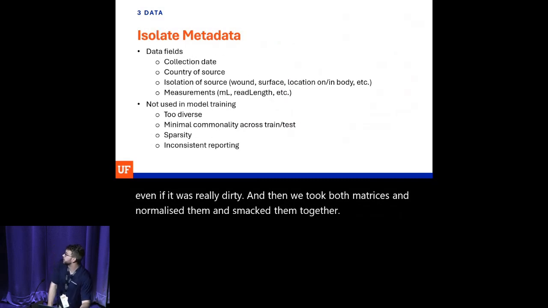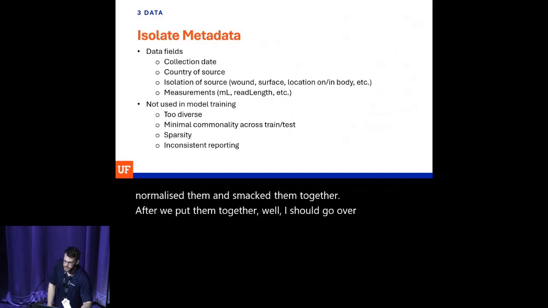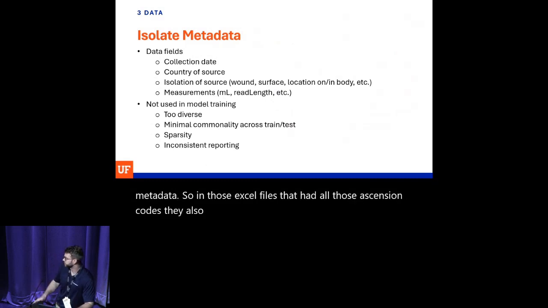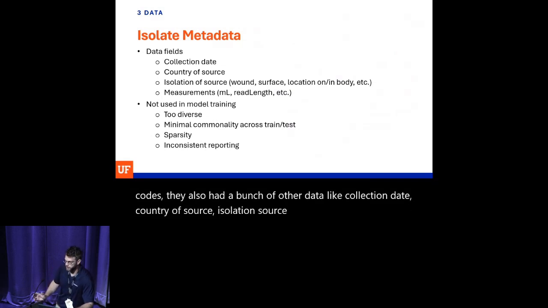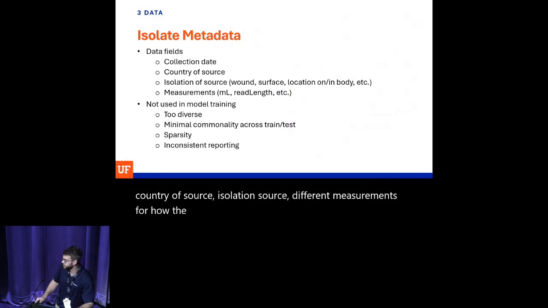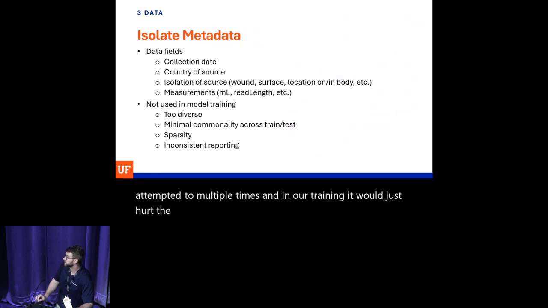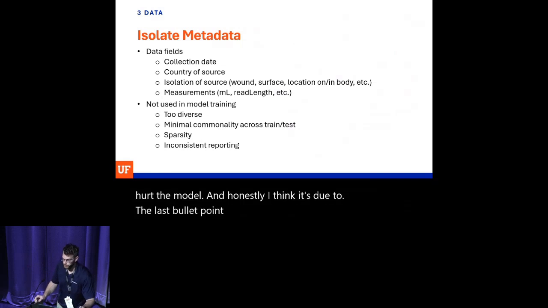After we put them together, well, I should go over the isolate metadata. In those Excel files that had all those accession codes, they also had a bunch of other data like collection date, country of source, isolation source, different measurements for how the samples were tested against antibiotics. And we decided we couldn't really use too much of them at all. We attempted to multiple times, and in our training, it would just hurt the model. And honestly, I think it's due to the last bullet point there, the inconsistent reporting.